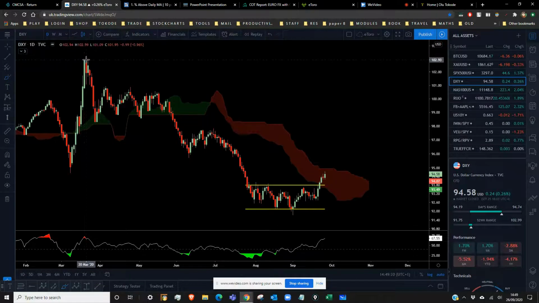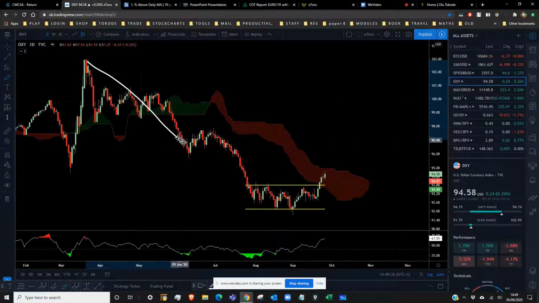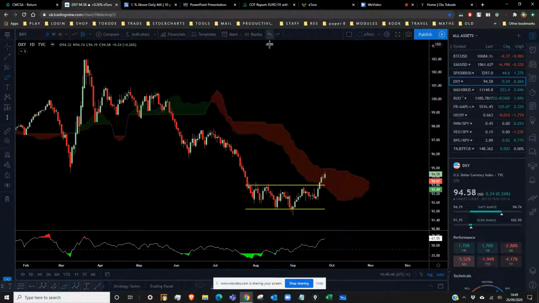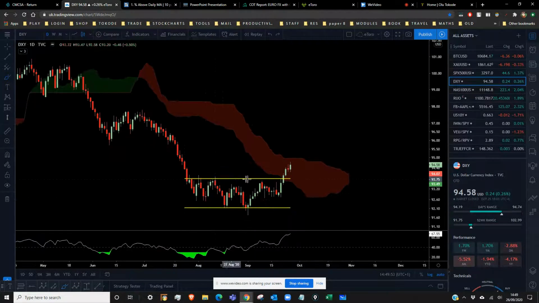This was back in March, 20th of March, when the stock market was bottoming and beginning its reversal to the upside. The US dollar was topping and beginning its descent. So this is that downtrend all the way down here till the 1st of September. But something interesting is taking place here. So the index got down here and then it consolidated into a channel.